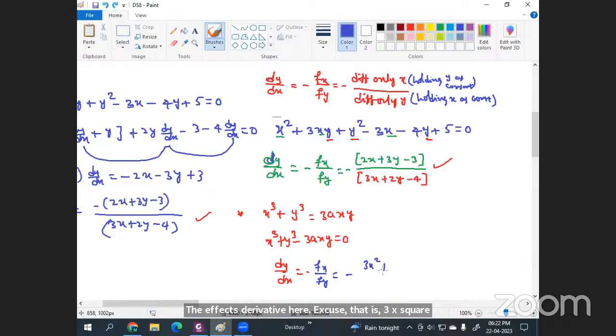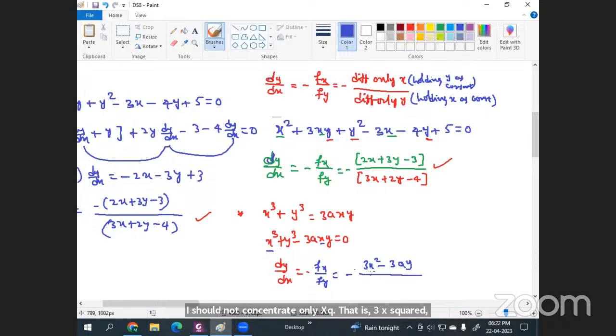3x square minus 3a minus 3, only x I need to differentiate. Other things I should not concentrate on. X cube, that is 3x square minus 3ay.